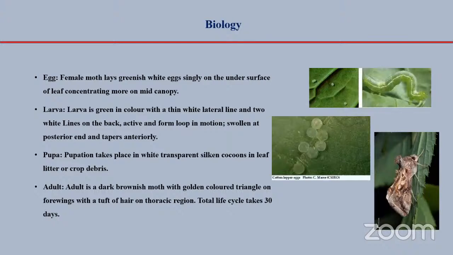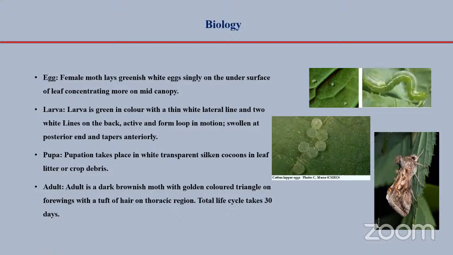So when you see the biology, they will lay greenish white eggs. They will lay the eggs singly only, on the under surface of the leaves. And once the larva hatches, it will be green in color and will have a thin white lateral line, and also two white lines on the back. Here you can only see the side portion, so you can see the white lines. Likewise, there will be white lines on the back also. Another thing is that their posterior end will be swollen, whereas their anterior side will taper on the leaf surface.